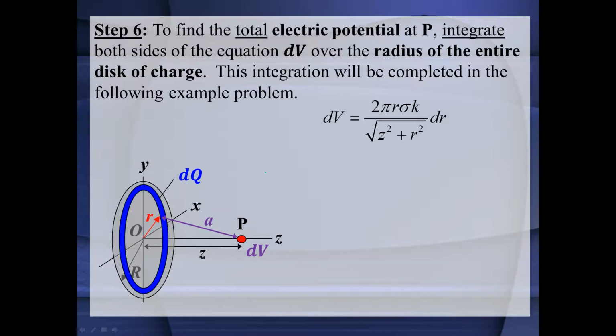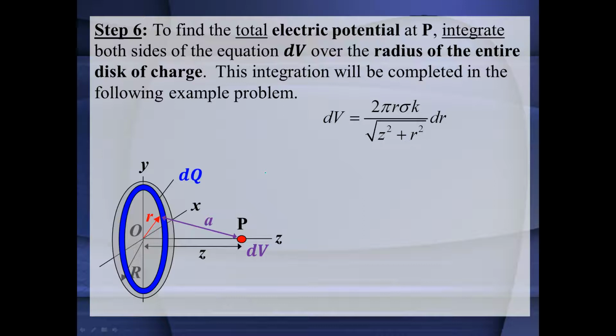So step 6. Our equation so far is just the electric potential due to a single ring of charge, but we want the electric potential due to the entire disk. So to do it for the entire disk, we have to add every single ring of charge together. We're going to do that over the entire radius of the disk that we see here.